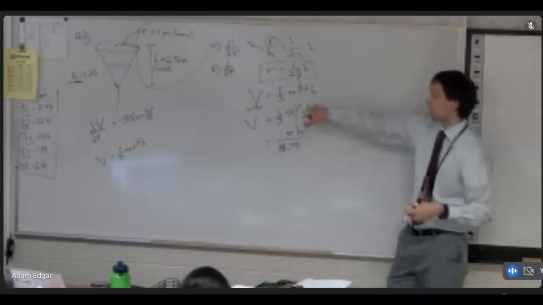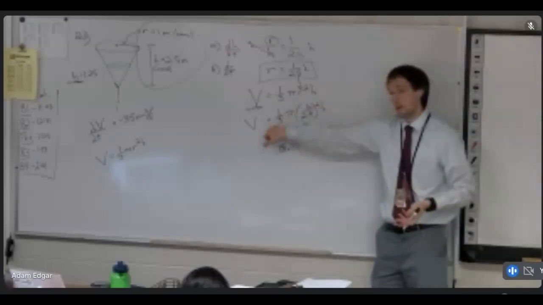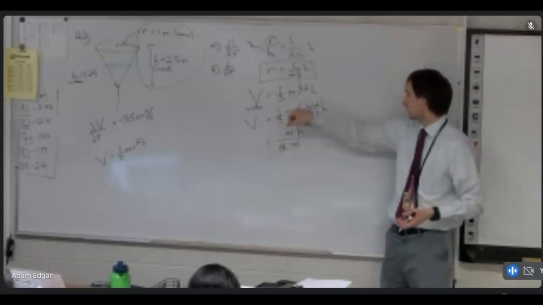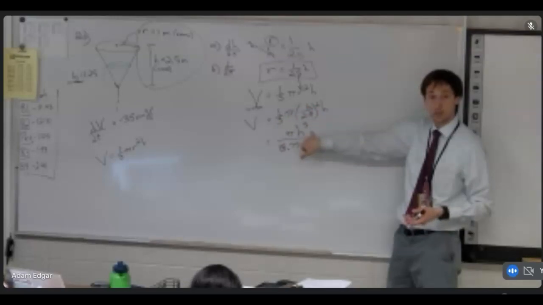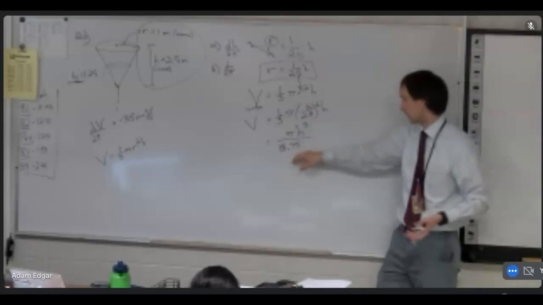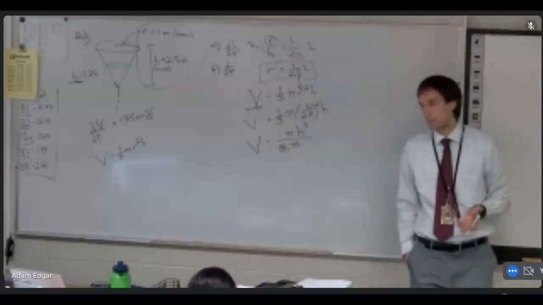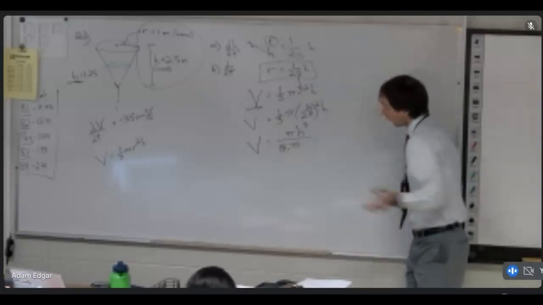2.5 squared gives you 6.25 times the 3 that's already down there. Now you have a new denominator. So you have a pi, you have an h squared and another h, make h cubed, and that's all over 18.75. That's going to be the volume formula that we now use and differentiate. So go ahead and differentiate that. What do you get?